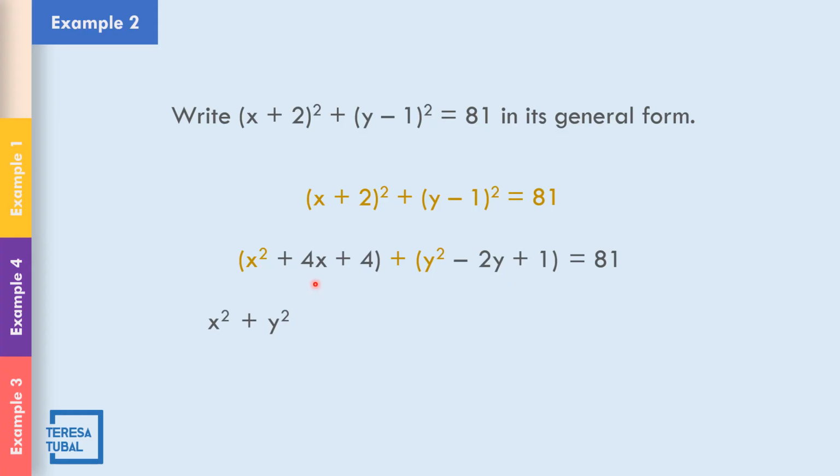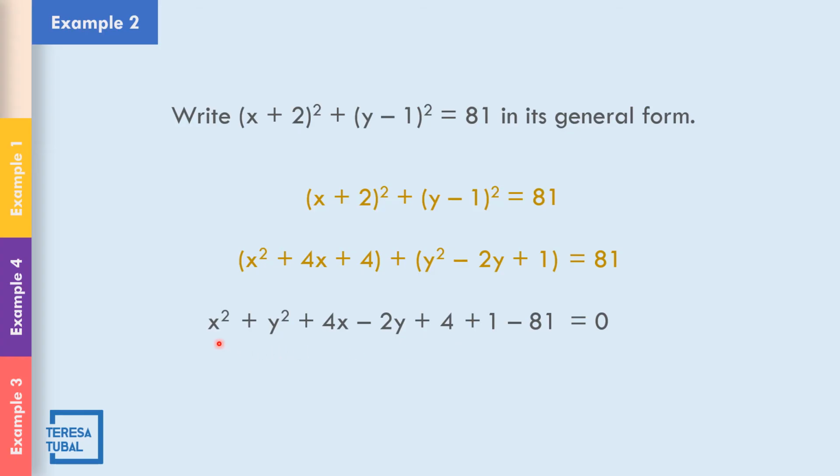Another is ax, so it means positive 4x. And then by, so this is negative 2y. And then copy all the constants. Positive 4, positive 1, and then positive 81 going to the left, that becomes negative 81 equals 0. As you can see, we arranged the following into the general form of the equation of the circle.